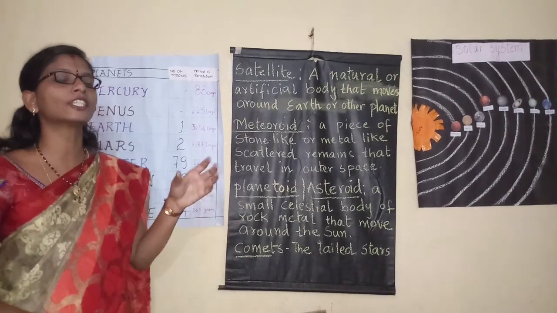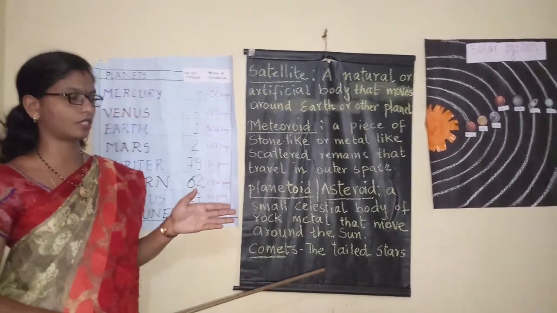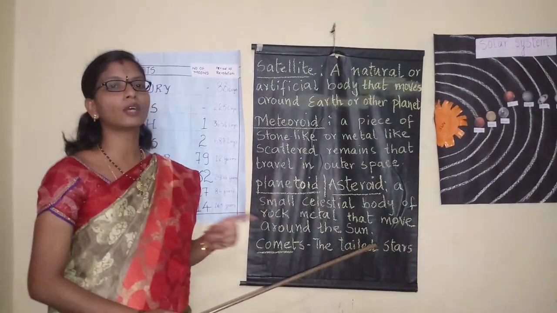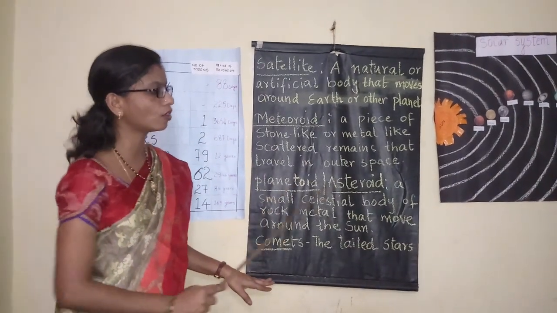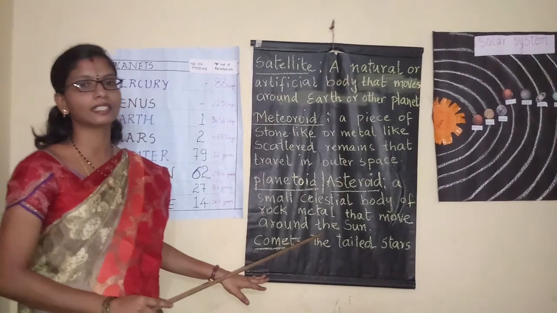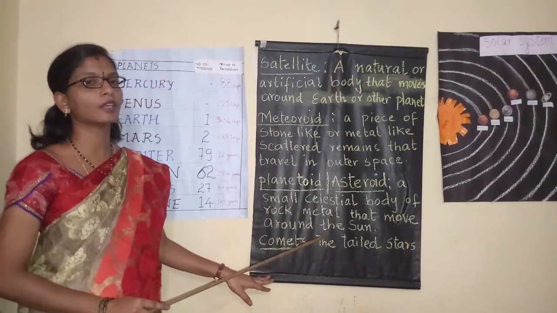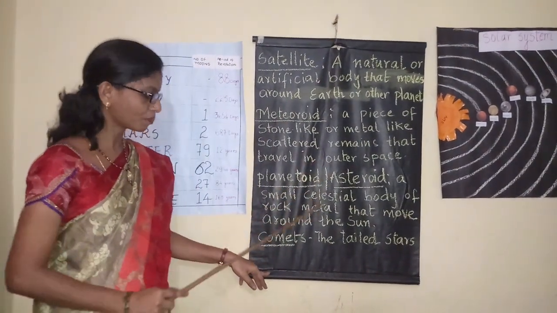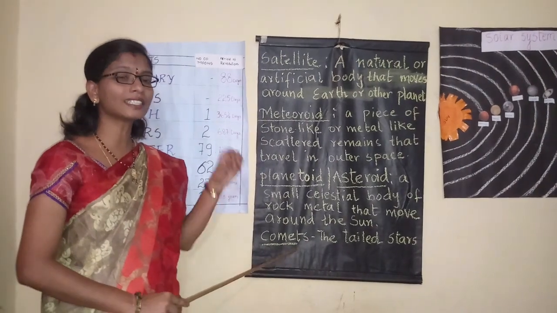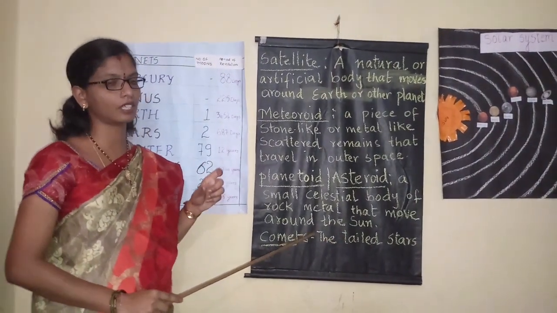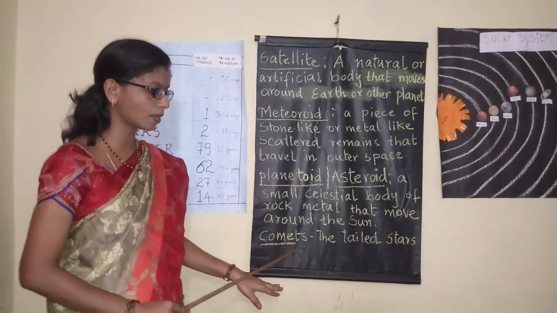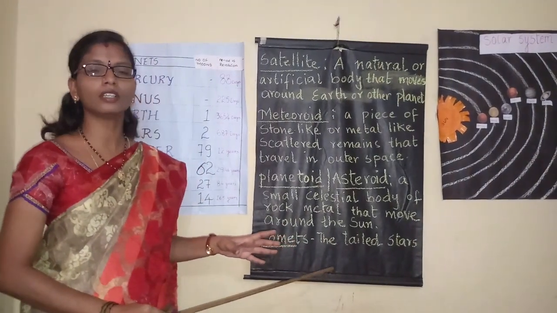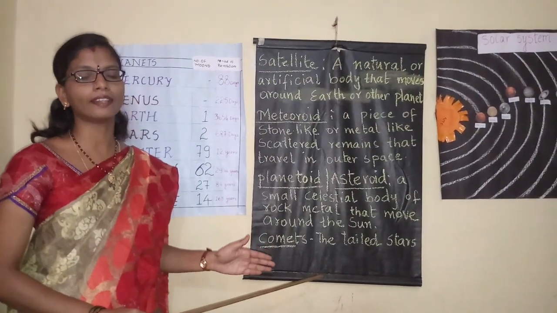What is a celestial body? A natural body which is found in the universe. So, it is a celestial body made of rock or metal that moves around the sun. This planetoid or asteroid is also known as a minor planet, and they move around the sun. Whereas these meteoroids travel in the space. Coming to the comets, we see the tailed stars in the sky, children. These tailed stars are known as the comets. They are made up of ice and dust.